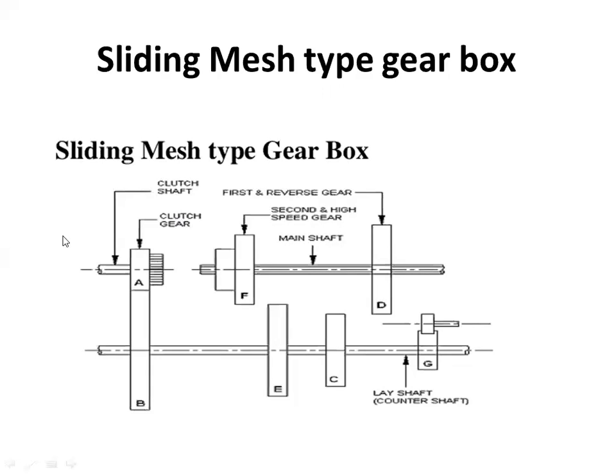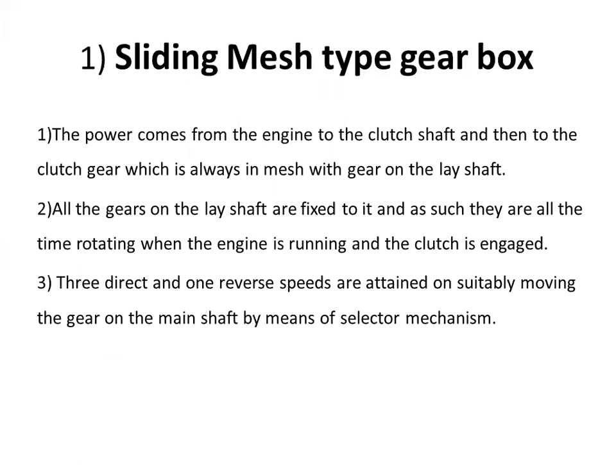Now the working. When the gear pedal is operated, the power is transmitted through the lay shaft, from C to E and B to A, and then it is pushed to F, so that the power is transmitted to the main shaft. This is the sliding mesh type of gearbox, which means the power is transmitted by sliding the gears. This is called the sliding mesh type of gearbox.